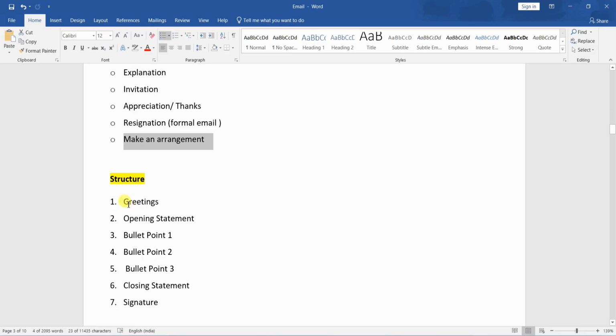Now the structure is very simple. You are going to write greetings: dear sir, hello, hi. Then the opening statement: I am writing this email to complain about, I am writing this email to request you, I am writing this email to apply for the position of manager, I am writing this email to invite you for so and so thing.